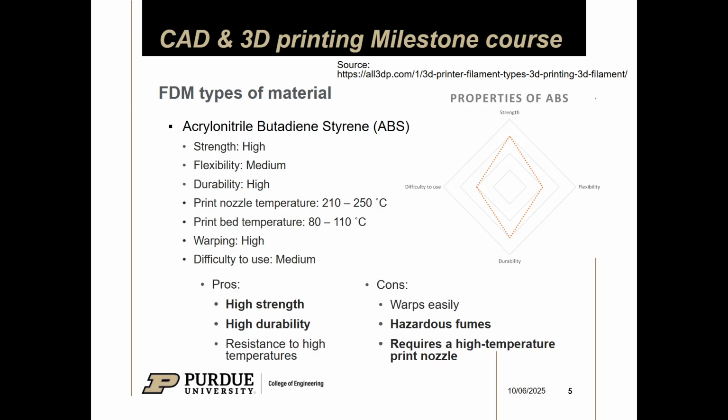ASA isn't on this list, but mechanically it's very similar to ABS. Its main advantage over ABS is that it's UV resistant. Many injection molded toys, including Lego, are made of ABS. If you end up needing them outside, you'll see they tend to degrade or turn yellow over time, because they're not really UV resistant. So if you want something outside, ASA is pretty great.